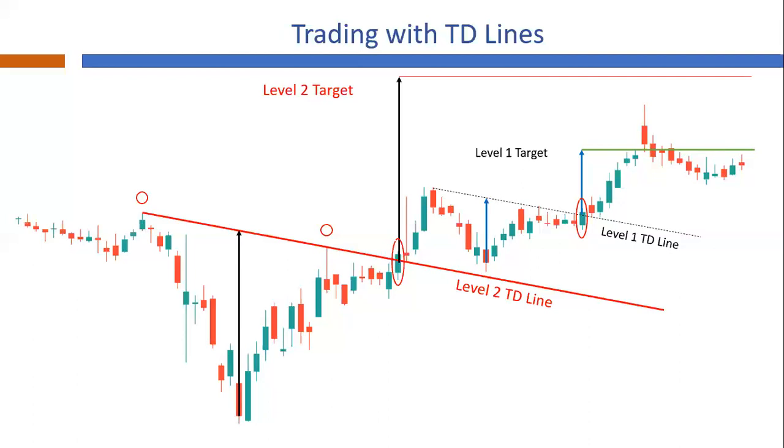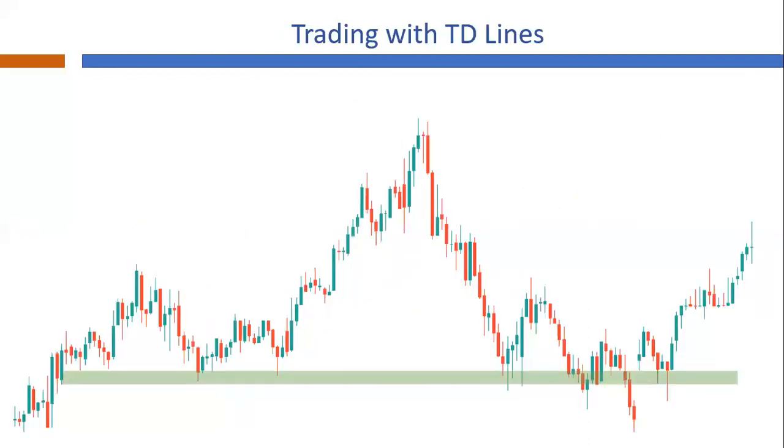Now let's look at the second method for trading TD lines. Note that this method is not suggested for beginners as it is a little risky compared to the first method. In this method, first identify the support or resistance zones, as the case may be. I am taking an example of a support zone trade.